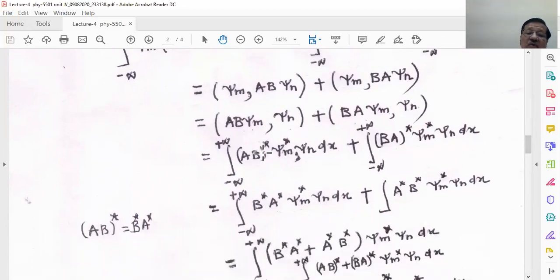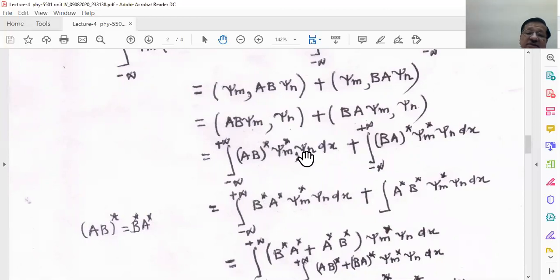(AB)* — I wrote this law here. The complex conjugate of AB is nothing but B* A*. Please remember this. This is the law which you have studied in complex algebra when you study complex numbers. So here you can write (AB)* is nothing but B* A*.